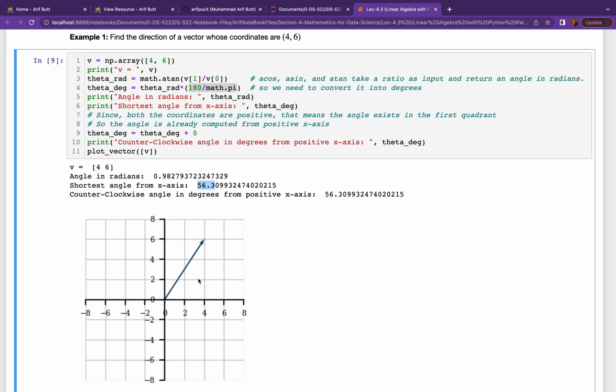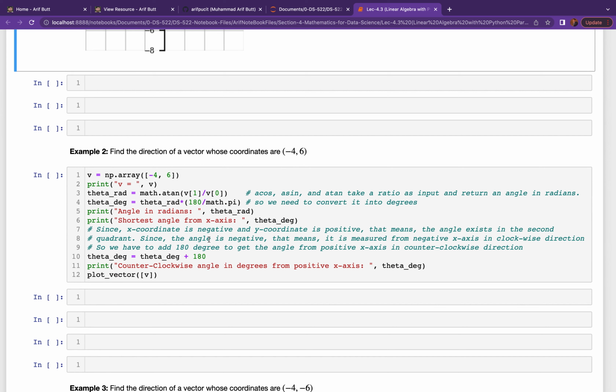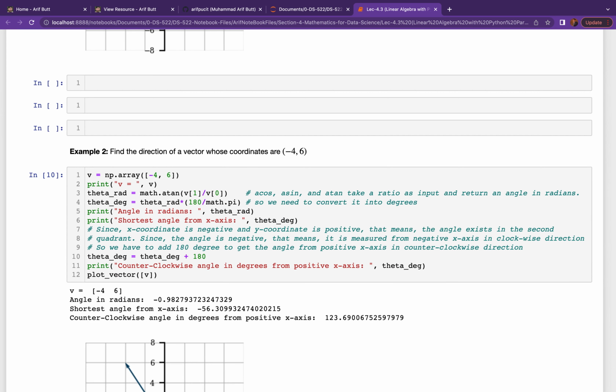My dear friends, remember this point. Since this vector is in the first quadrant, the angle returned by this arctan is computed from the positive x-axis in the counterclockwise direction. So that's why it is positive. However, in this next example, this will be a bit different.